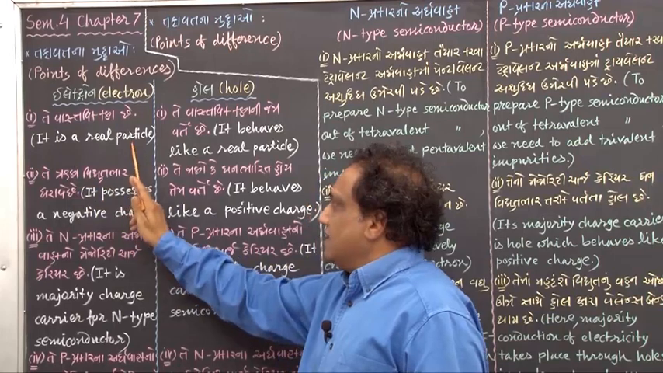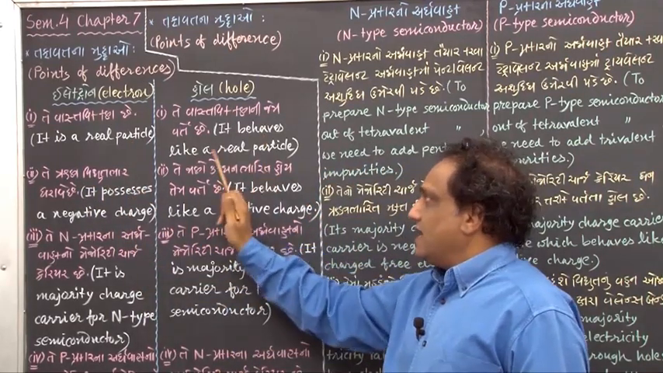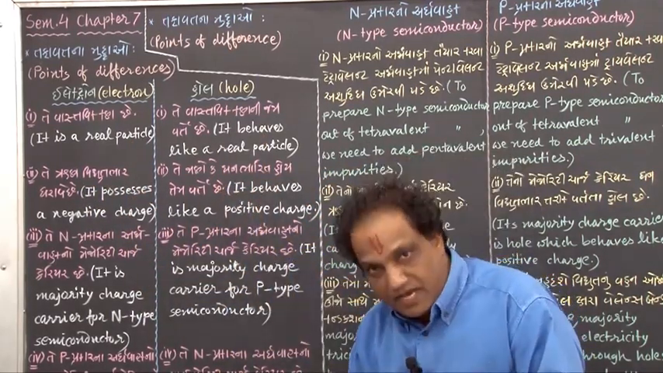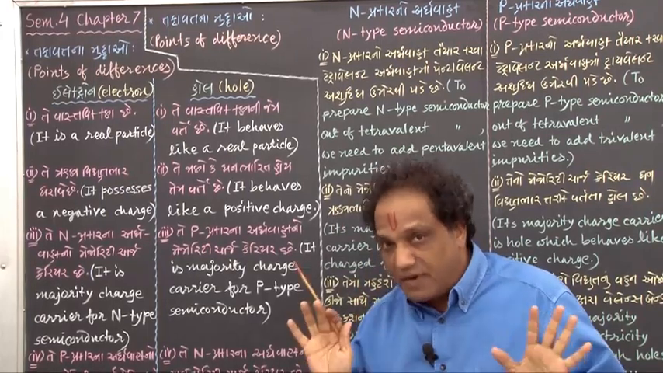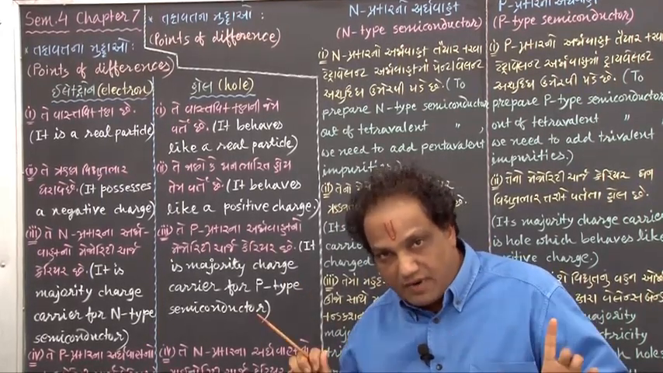Electron is a real particle. It behaves like a real particle. Hole behaves like a real particle, but actually it is not a particle. Hole is not a real particle, correct?